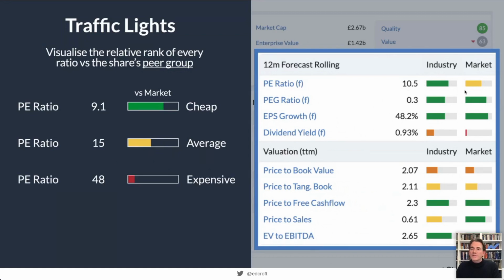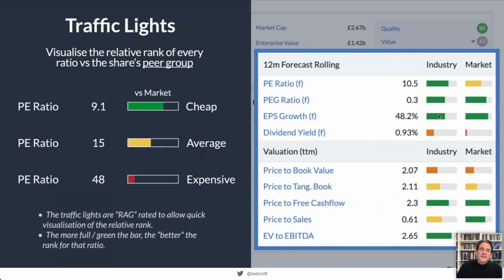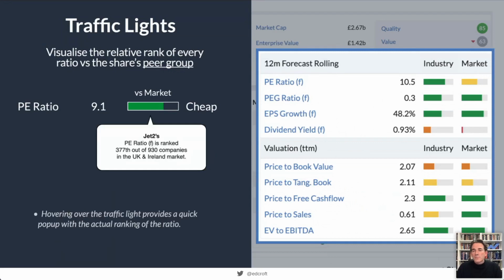And if it's expensive, it would be red and thin. The width of this shows you where the ranking is. So the yield is very poor against the market, but the earnings growth is projected to be very strong. They're all RAG rated, obviously, and the more full and green it is, the better. But beware of really, really super cheap stocks that have full green meters, because they can have issues. One other thing to know is that when you hover over these, you'll get a pop-up which shows you a bit more detail on the ranking. That's quite useful to know.